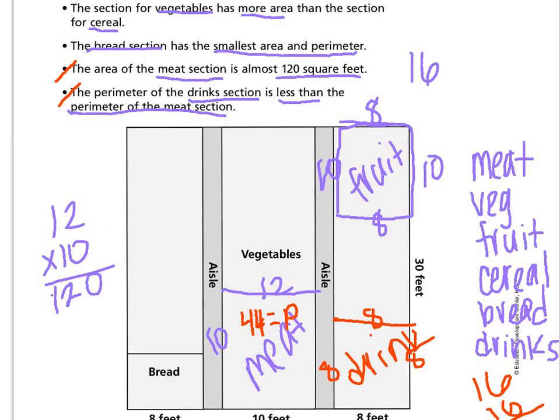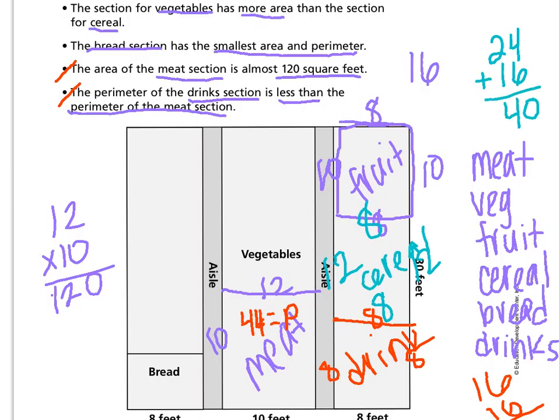I could then make the cereal go in between, and I know that it would be 8 on the sides and 12 on the outside. That means that the perimeter would be 24 plus 16, which equals 40. And I also know that 12 times 8 is going to equal 96 for the area.